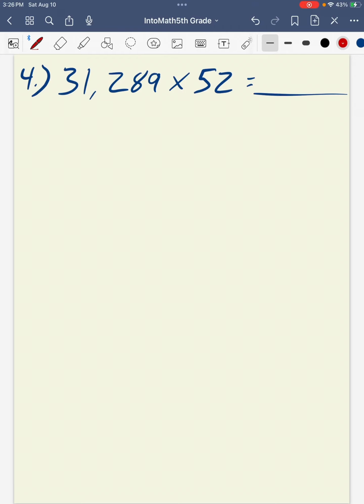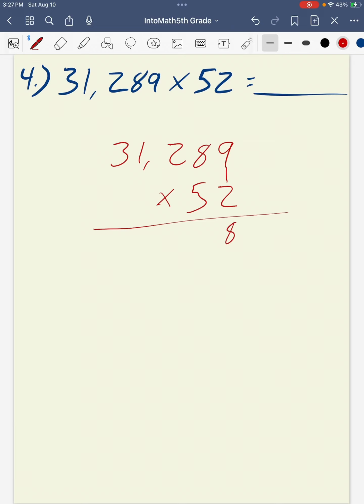Problem number 4. I am now multiplying 31,289 times 52. Starting with my 1's place, 2 times 9 is 18. 2 times 8, 16, plus 1 for 17. Carry my 1 over here. 2 times 2 is 4, plus 1 for 5. 2 times 1 is 2, and 2 times 3 is 6.